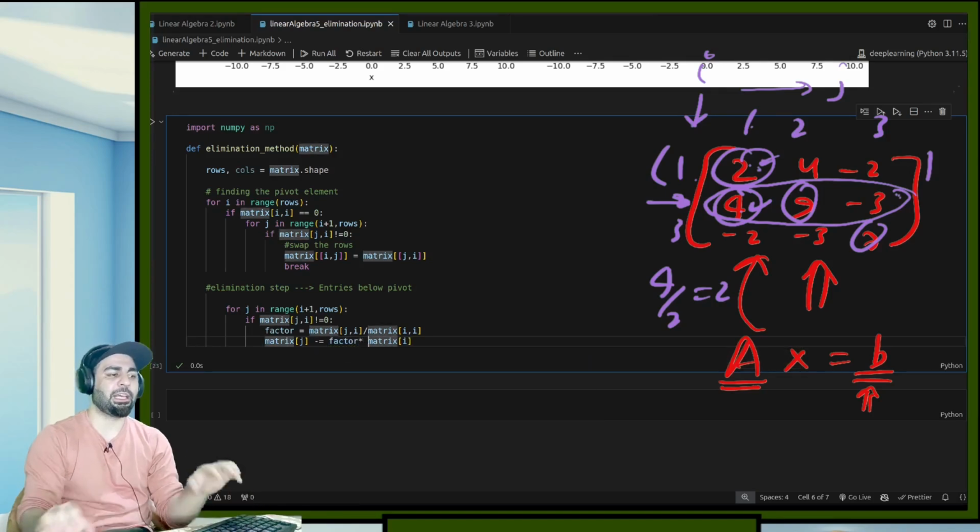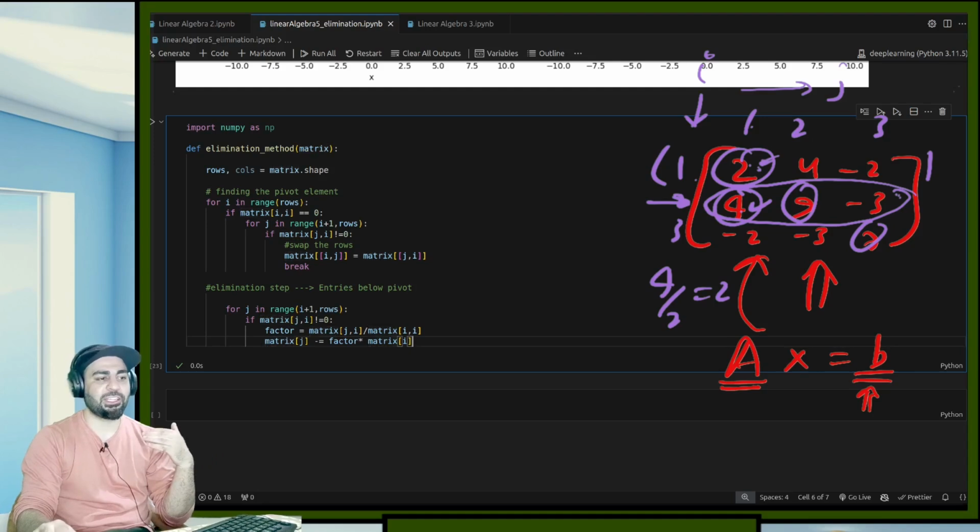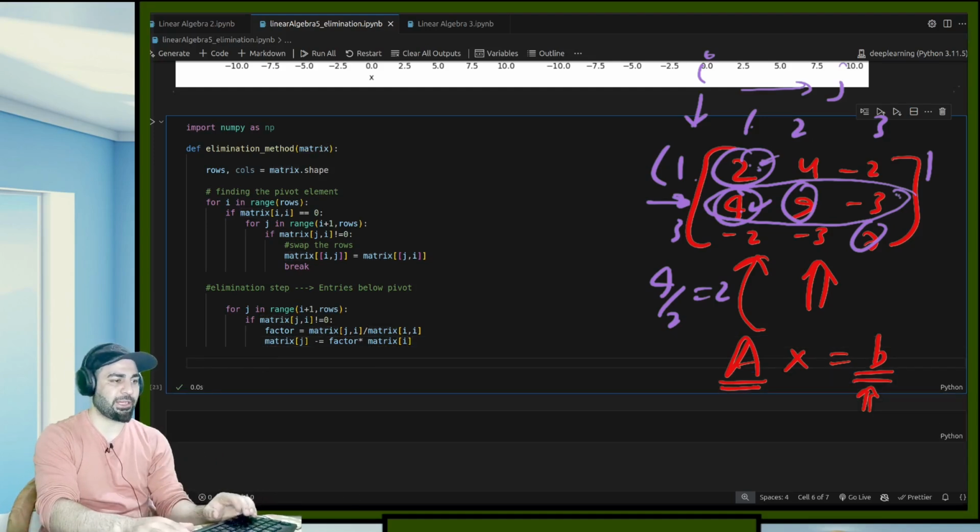Okay, till here we saw elimination. So now the matrix is changed. So if I return this matrix, let's suppose this is my return matrix, so it should be a lower triangular matrix. Okay, let's do that.